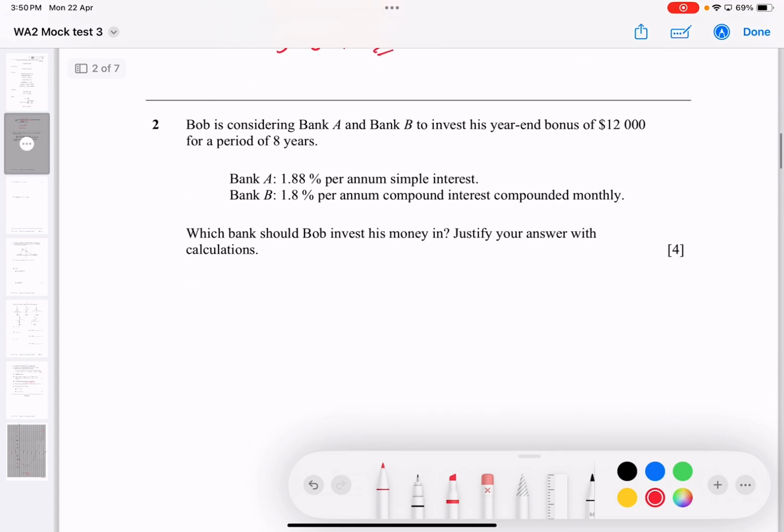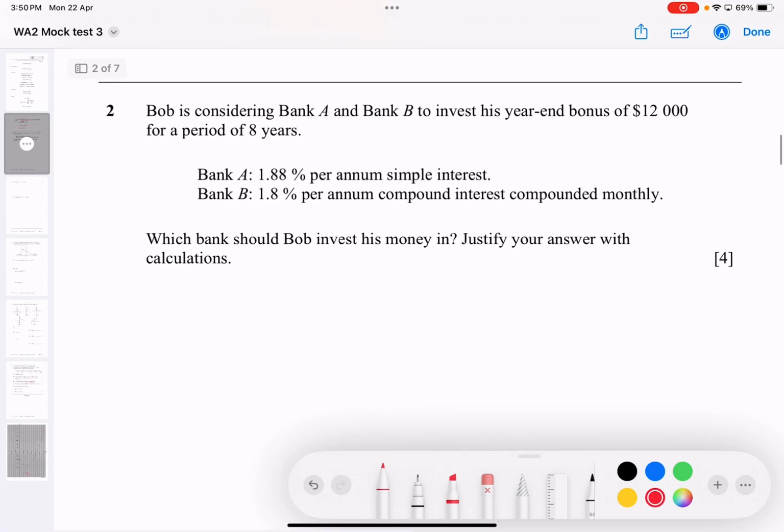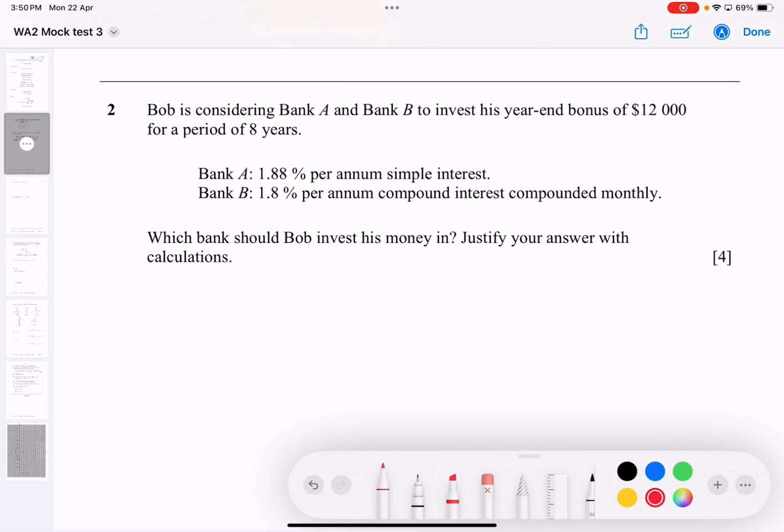Alright, moving on. Question number 2. Bob is considering Bank A and Bank B to invest his year-end bonus of 12,000 for a period of 8 years. This one, basically, we're just testing you 2 different concepts. Whether you are familiar with simple interest or whether you know the formula for compound interest. Simple interest, I have no doubt that many of you will know how to do it. Simple interest, what is the formula?